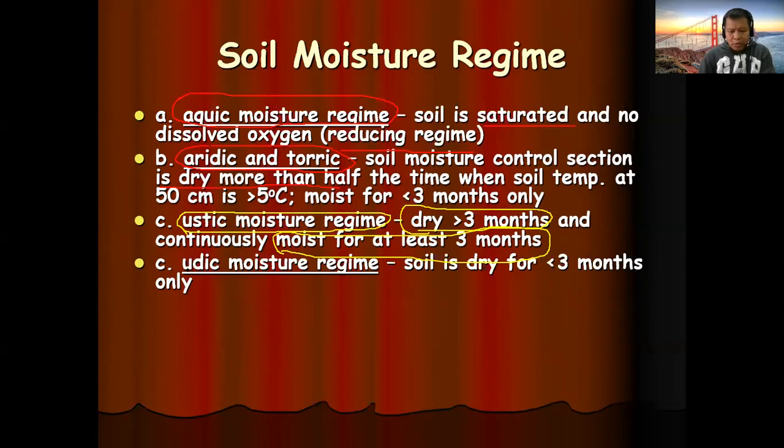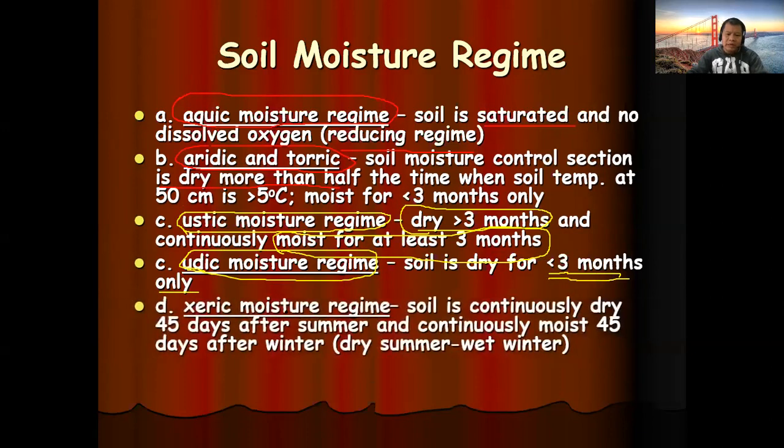Another, we have the udic moisture regime. So what is the udic moisture regime? So soils dry for less than 3 months only. So less than 3 months only. That's udic. You know, look at the spelling. Udic moisture regime. Dry for less than 3 months only. Okay. Another moisture regime, we have the xeric. We have the xeric moisture regime.